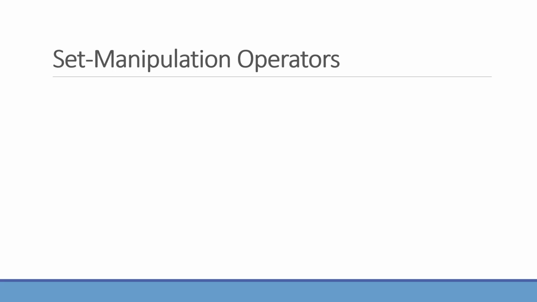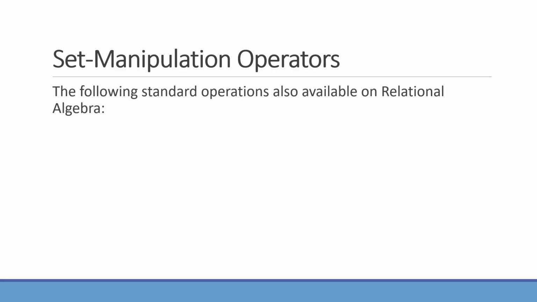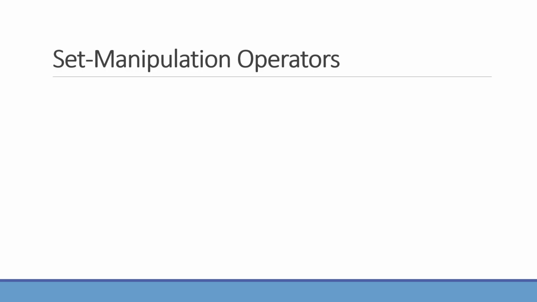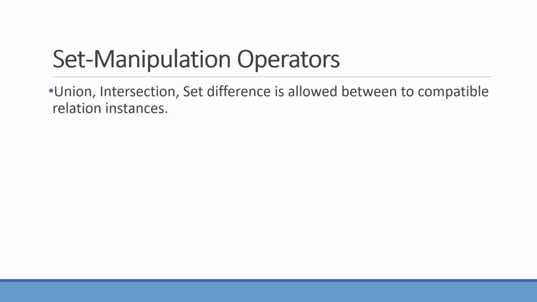The next operator, set manipulation operators. The following standard operators are also available in relational algebra. They are union, intersection, set difference. Set manipulation operators have some rules to follow. Union, intersection, set difference are allowed between two compatible relation instances.